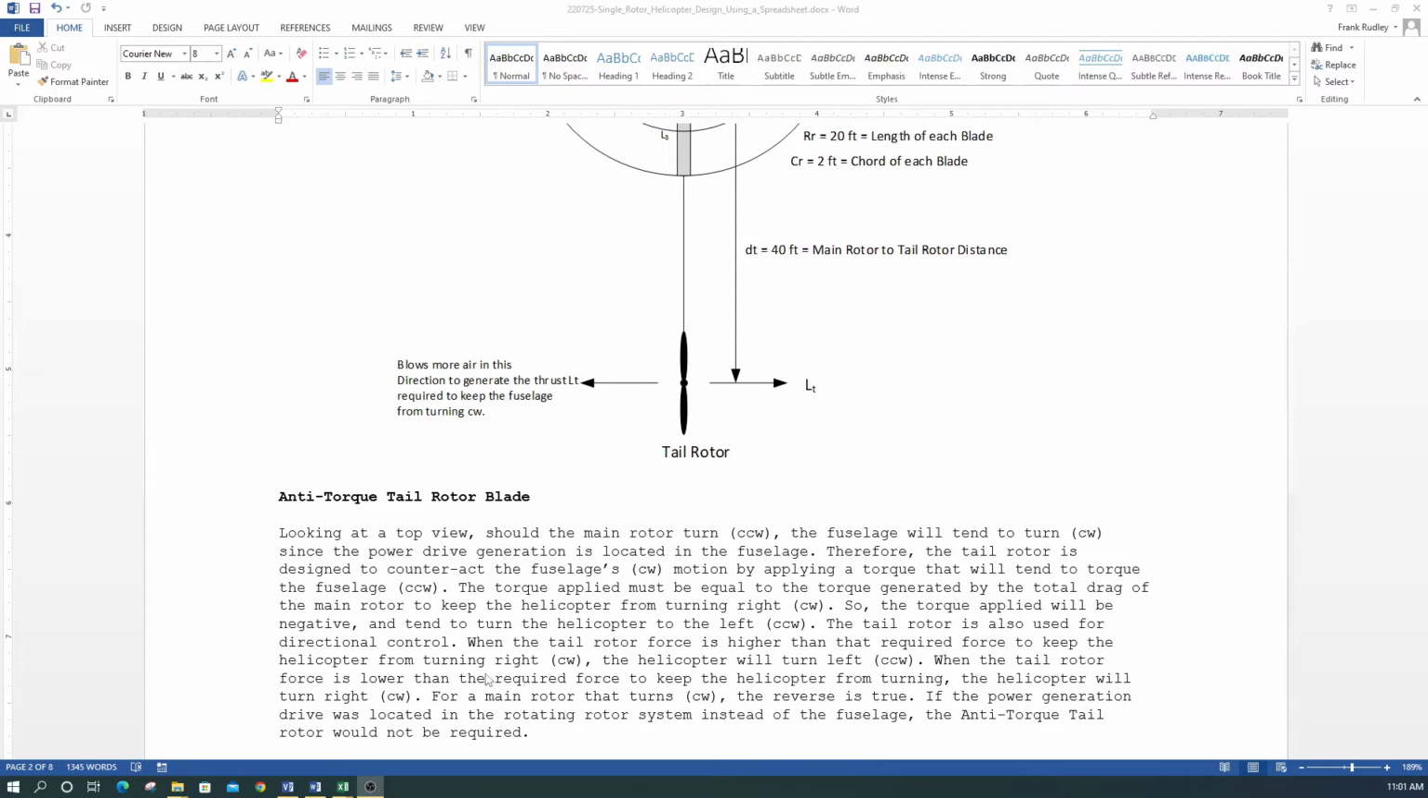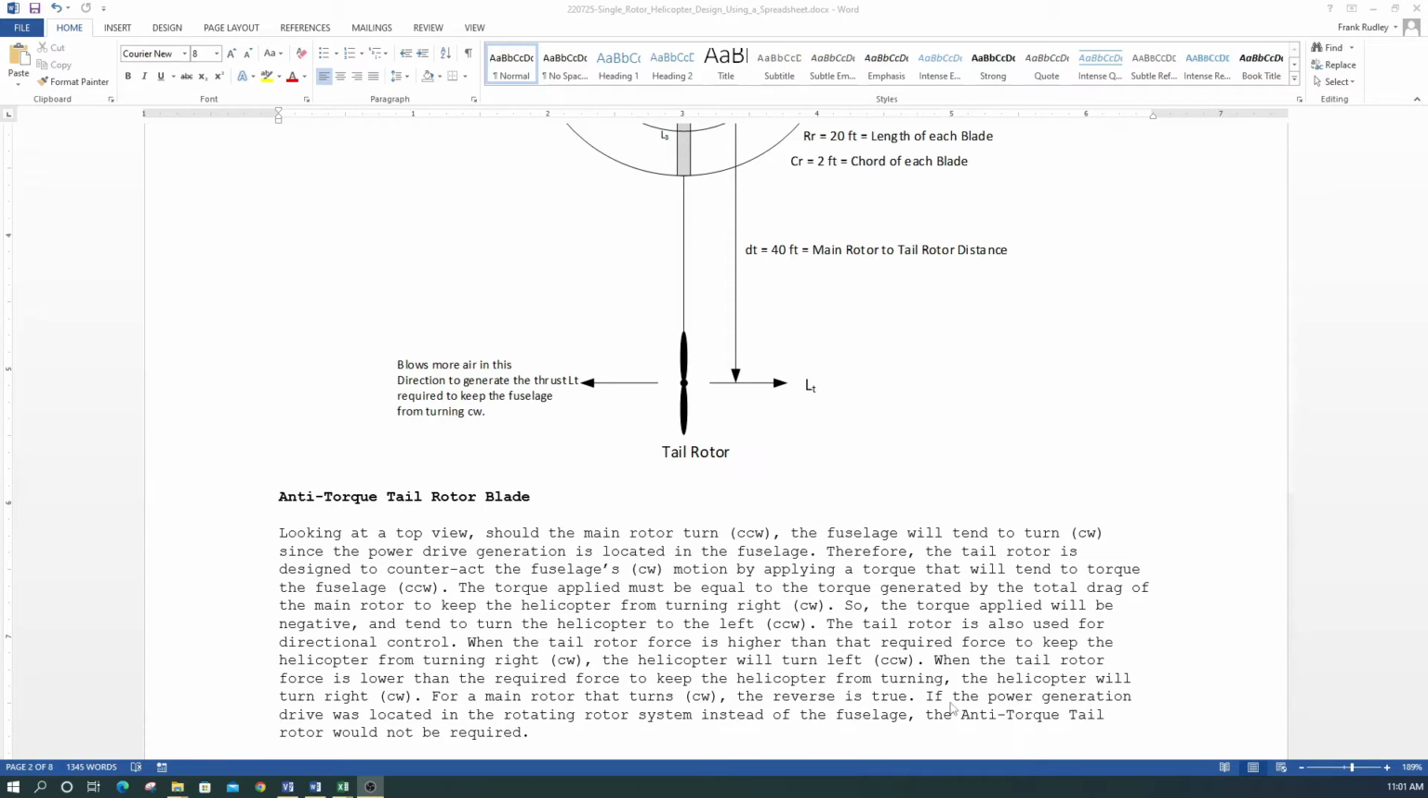So when the tail rotor force is lower than the required force to keep the helicopter from turning, the helicopter will turn right, clockwise. For a main rotor that turns clockwise, the reverse is true. In this figure we have one that turns counterclockwise, but there are helicopters that also turn clockwise. The reverse is true. Now this is just for a conventional helicopter. In helicopters that have two counter-rotating rotors, this torque gets canceled out, so it doesn't apply. It's just for this conventional helicopter.